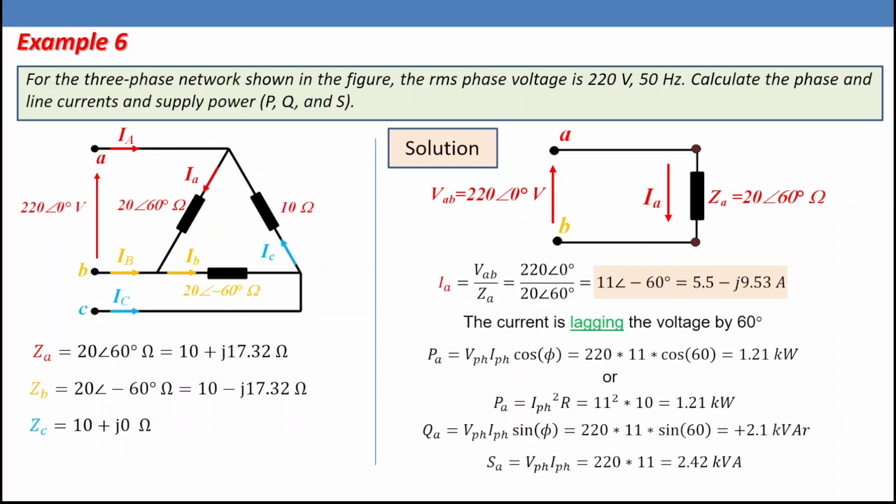What about the power? The power for this phase equals V phase I phase cosine phi. So if we substitute for that one, 220 multiplied by the current 11 ampere cosine 60, that one is 1.21 kilowatt. Or we can calculate it using I square R. So the current is 11 ampere, 11 square, and the resistance is 10 ohm. We can do the same for the reactive power. So reactive power equals V phase I phase sine phi, sine 60. So we have this value. For the apparent power of this phase, either you calculate it by V phase I phase or root P square plus Q square for this phase.